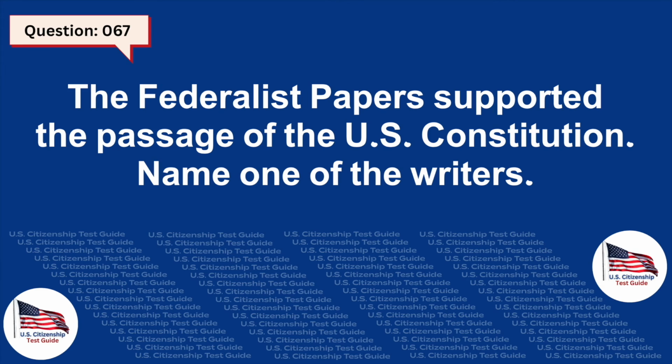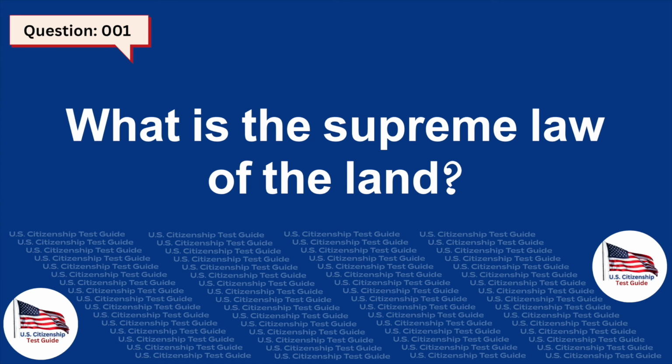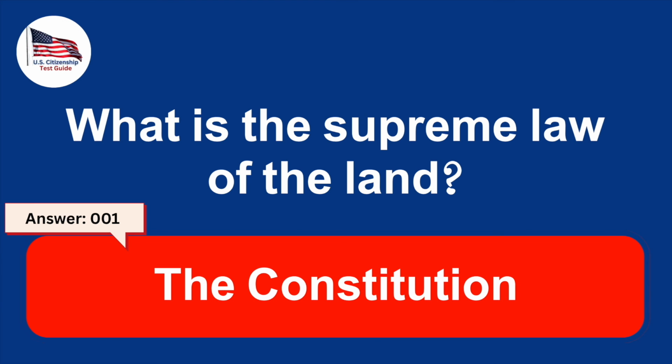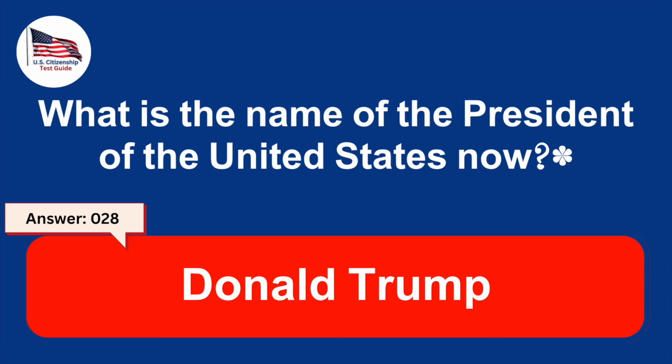The Federalist Papers supported the passage of the U.S. Constitution. Name one of the writers. James Madison. What is the supreme law of the land? The Constitution. What is the name of the President of the United States now? Donald Trump.